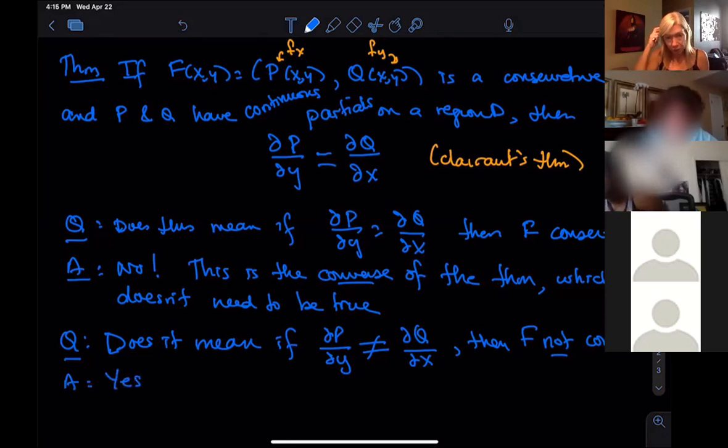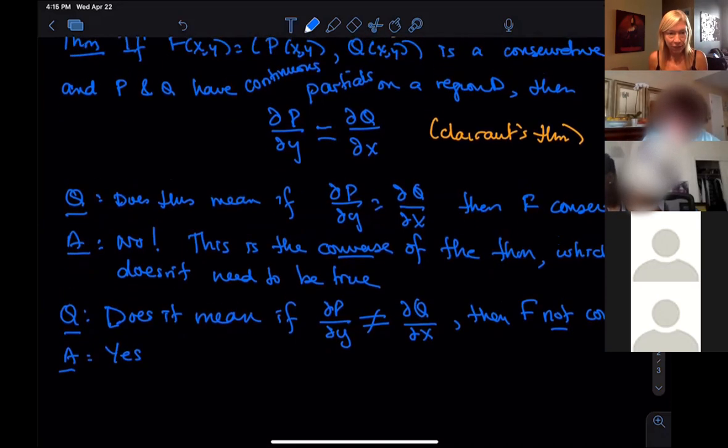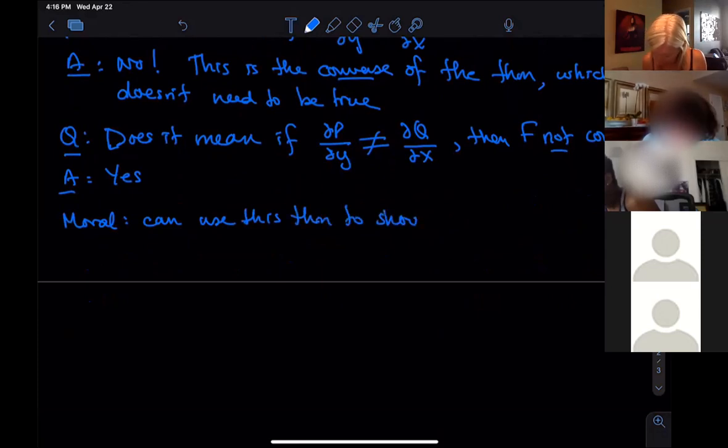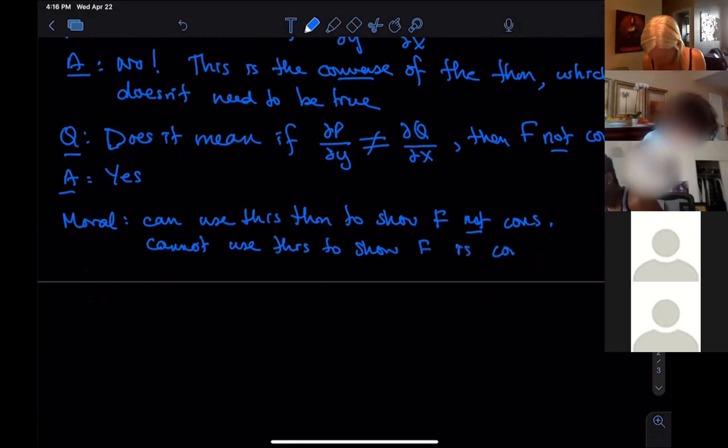So you can use this theorem to show that a vector field is not conservative, but you can't quite use it to show that it's conservative. But there is a related theorem. So the moral: you can use this to show F is not conservative, but you cannot use this to show F is conservative. Okay, that's fine. We can still do something with it.